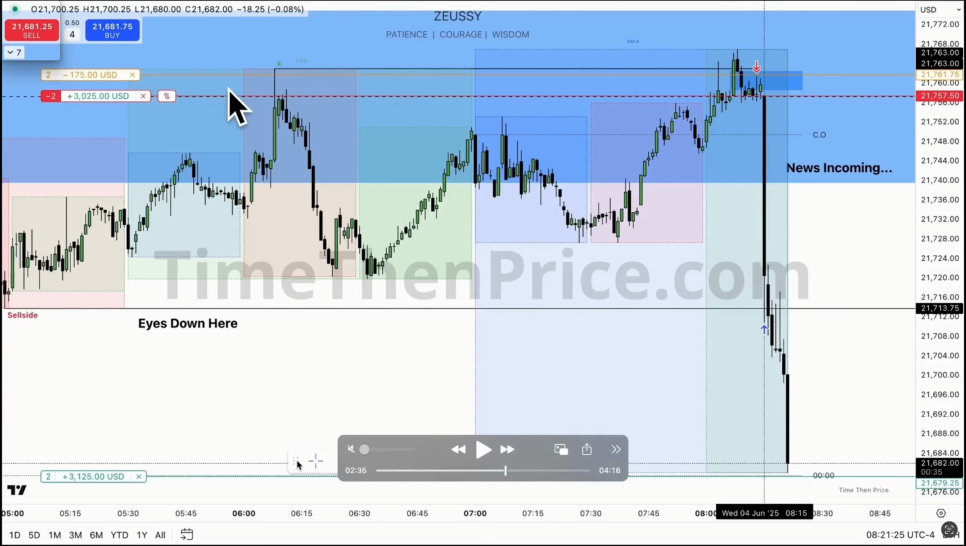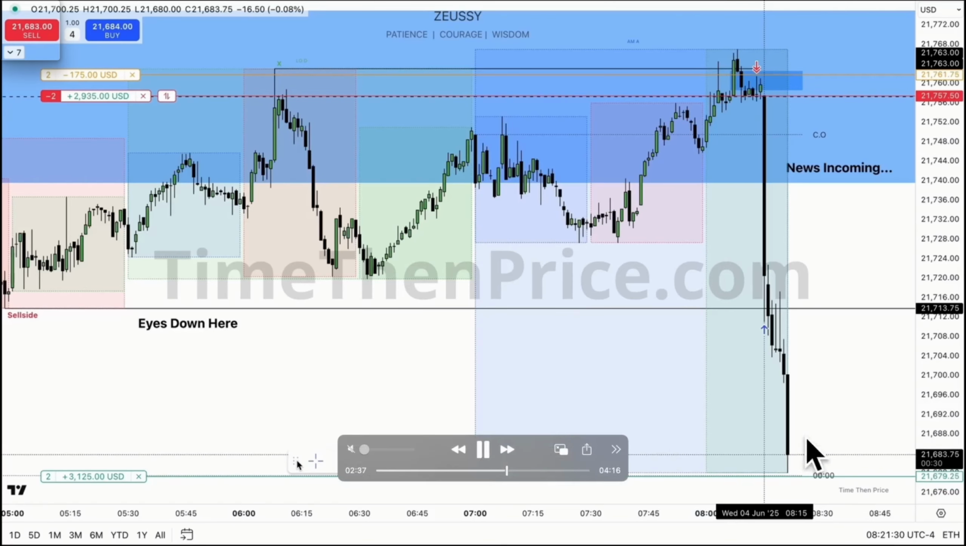The fact that we displaced below the golden high right here in advance of the news is IPDA signaling to you that we're likely going to turn around soon. The fact that we had SMT right here between Nasdaq and ES relative to that previous session high is confirming that as well to you.